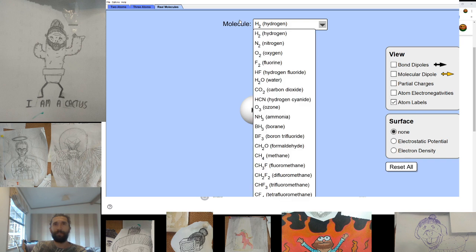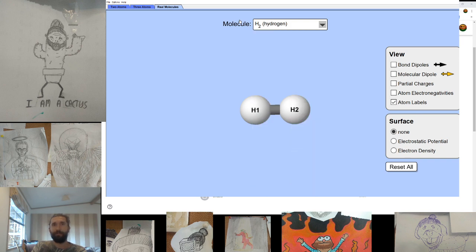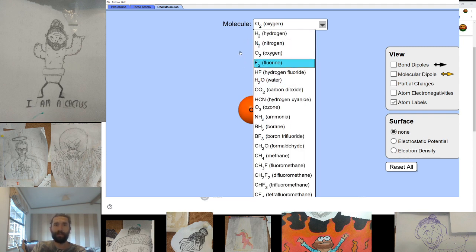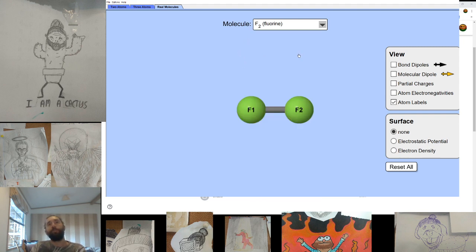So H2, very simple, non-polar. It's going to be the same with N2, O2, and F2. They are all diatomic molecules, meaning they're just made from 2 atoms and they're the same atom. So there's going to be no difference in electronegativity.